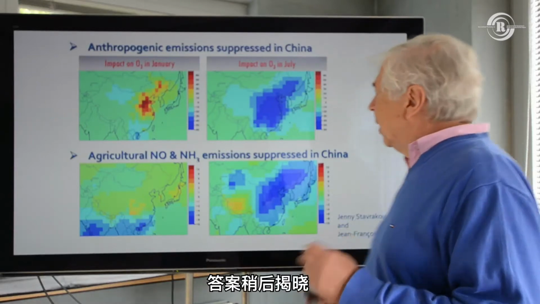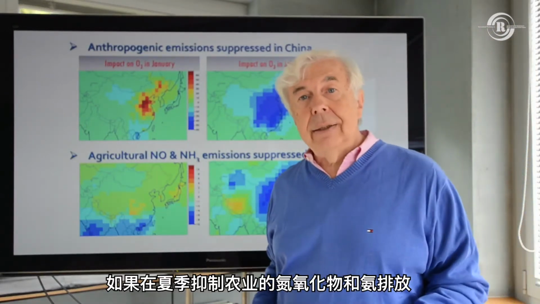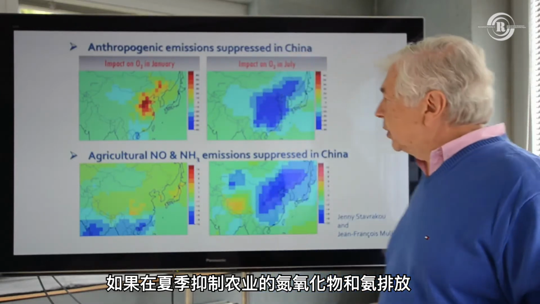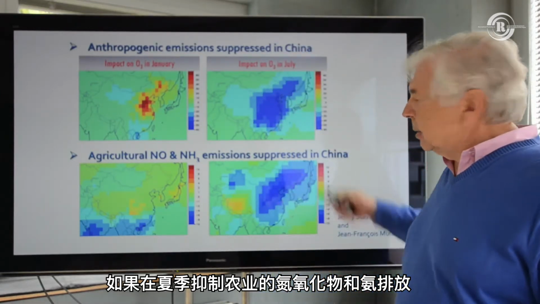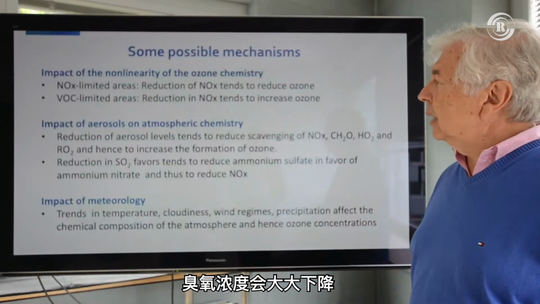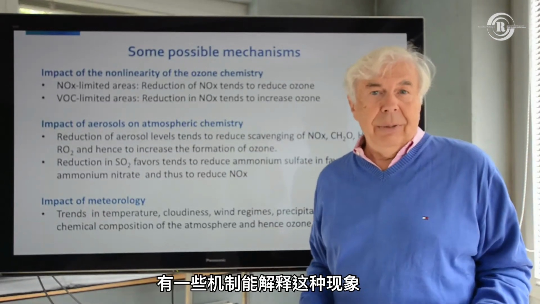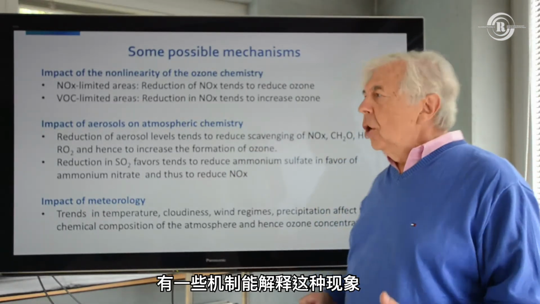We will see. Of course, you could also look at what would happen if you suppress the agricultural emission of nitrogen oxide and ammonia, and particularly in the summertime, you would see a decrease in ozone. So there are a number of possible mechanisms that we need to consider to understand.